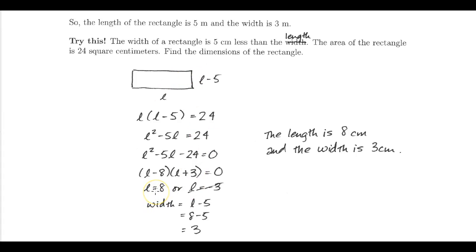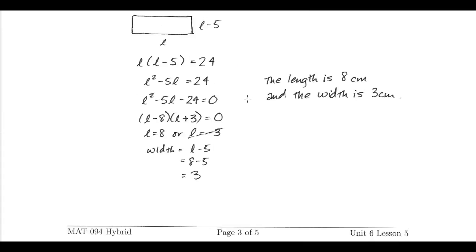So if the length is 8, the width is L minus 5, or 8 minus 5, which is 3. So the dimensions would be, for length, 8 centimeters and, for width, 3 centimeters. And 8 times 3 is 24 square centimeters. So that solution checks with the original problem, which is what we like to see.